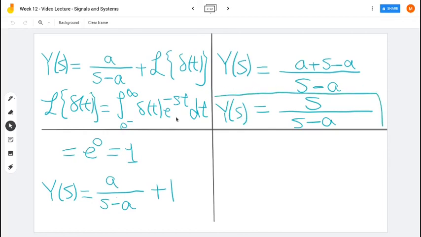And this would be the Laplace transform of y of t, which is a derivative of x of t. And here we have used the direct definition of the Laplace transform. Next, let's compute the Laplace transform using the property we've just seen.